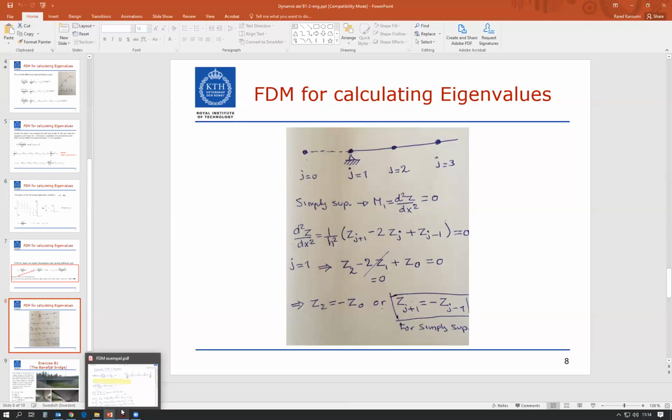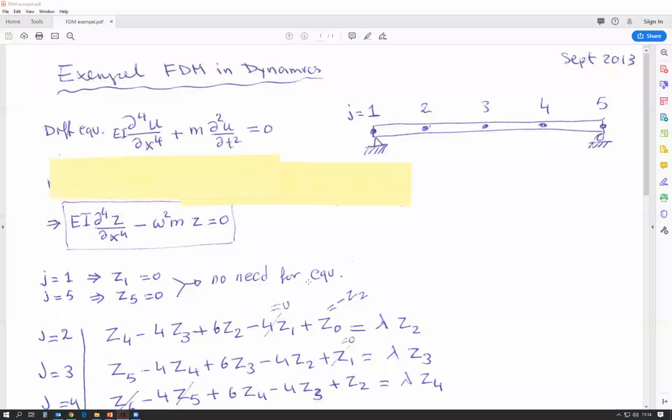Let's have a look, just to make this more clear, at an example. Let's have a look at this simply supported beam, which I have divided into 4 equal segments. So this node is 1, this is 2, 3, 4, and 5. We have 5 nodes, 4 segments. And it's a constant stiffness and constant mass. So this is a differential equation for this in bending.